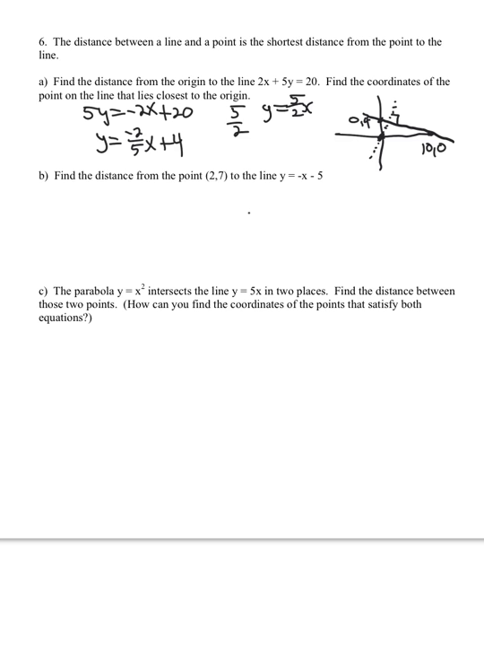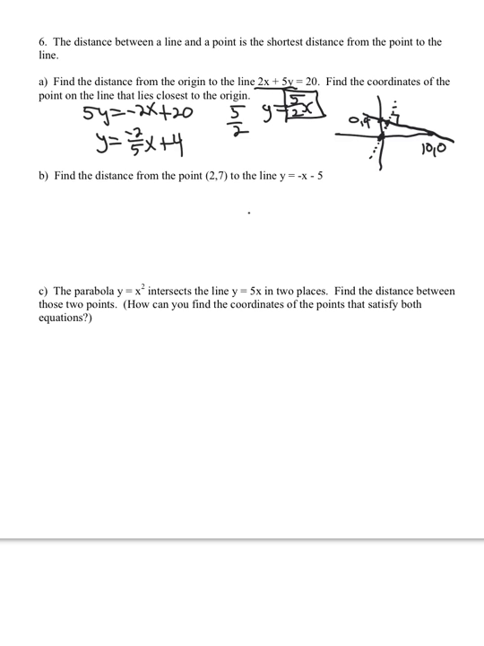Okay, so then we need to find the coordinates of that point right there. We have to find where these two lines intersect. So let's go back to the first line, and we can now replace y with 5/2 x. That will help us figure out what combination of x and y makes both of these equations true. In other words, what is the coordinate of this point of intersection.